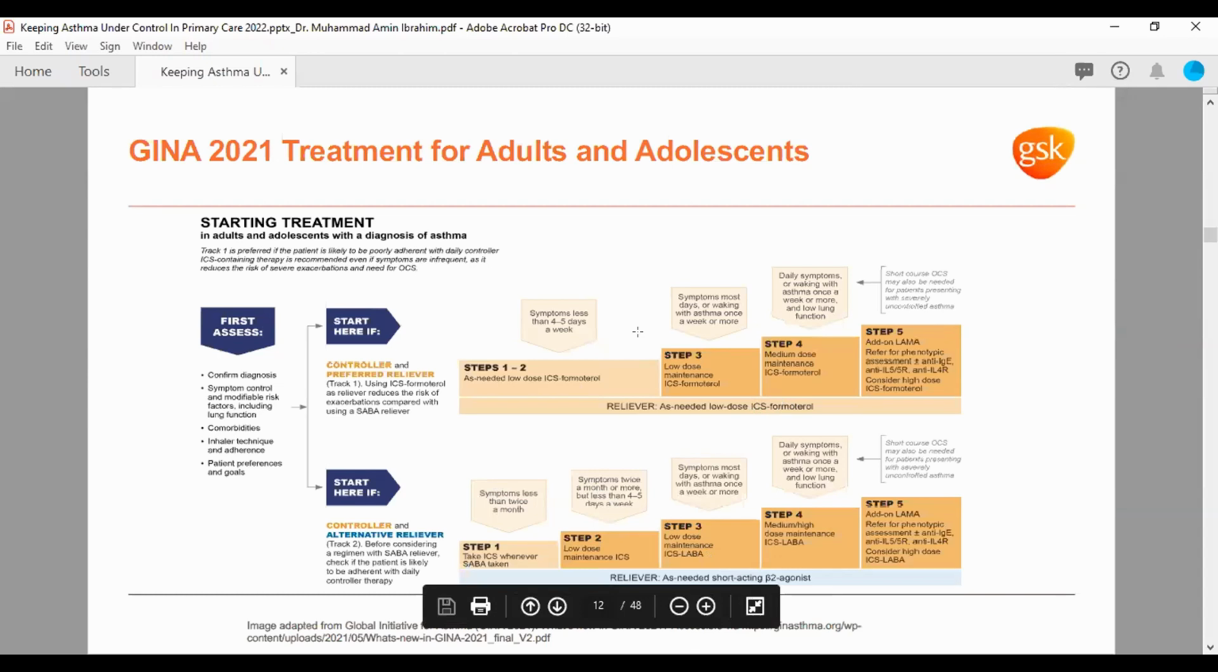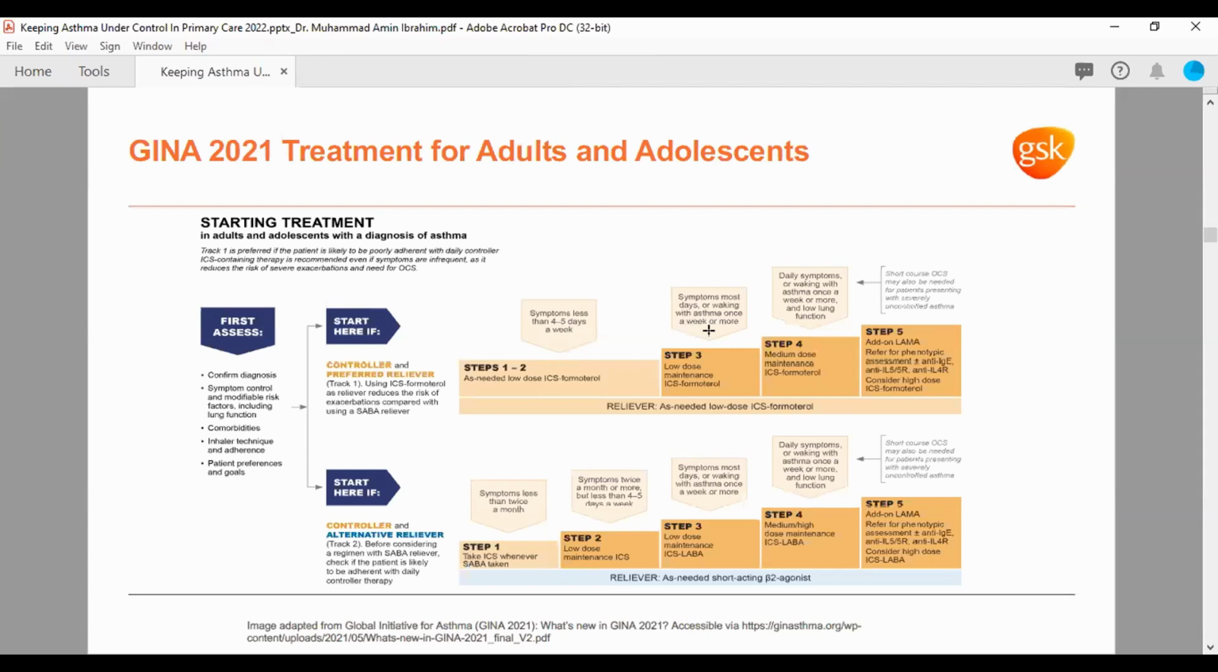The next question, when we initiate the asthma treatment for our patient, which medication should we start? To answer that question is based on the severity of the symptom. For those who have less symptom, meaning that the symptom is less than 4 to 5 days in a week, in this group of patients, you may consider to give step 1 or step 2 treatment.